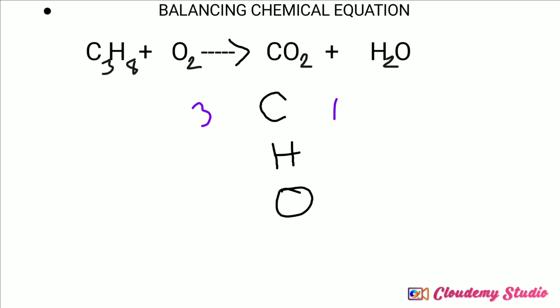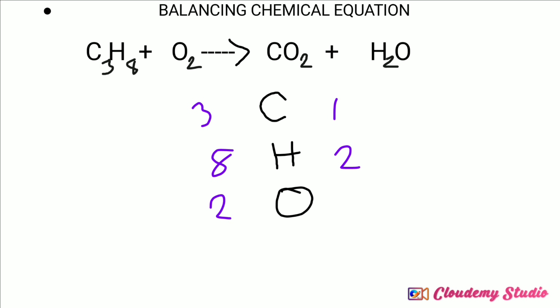Hydrogen at the left hand side, 8 hydrogen atoms. Hydrogen at the right hand side, 2 atoms. Oxygen at the left hand side, 2 atoms. The oxygen at the right hand side are present at 2 different places.